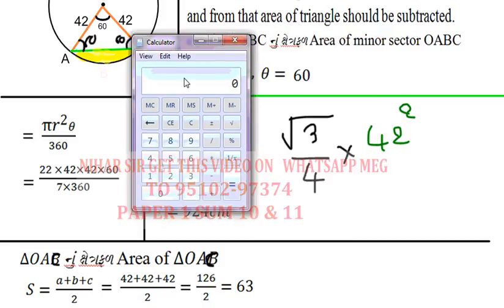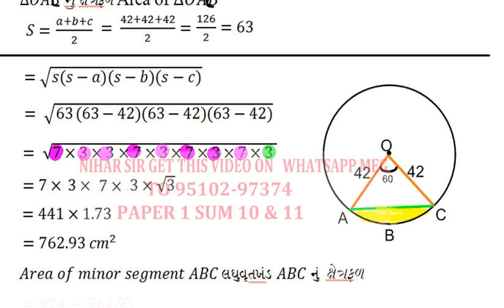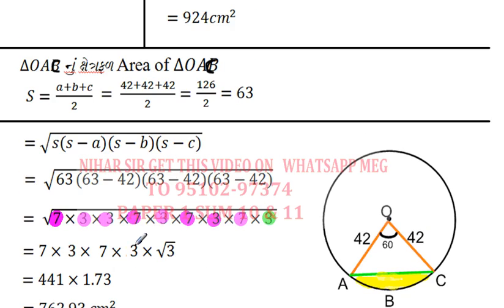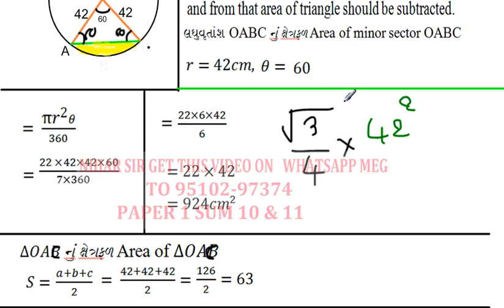So 42 square means 42 into 42, that's 1764. That is multiplied by root 3, that is 1.73, and that will be divided by 4. So that's 762.93, and we have got the same answer, 762.93. So if you think this is the easier method, this formula is easier, you can go with that also.